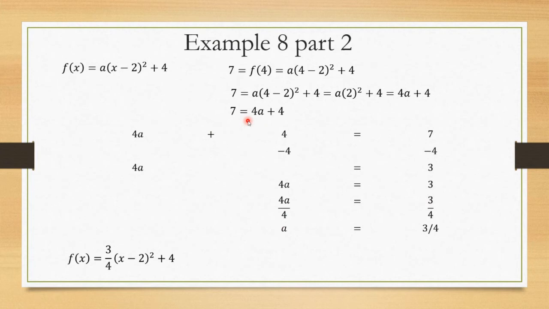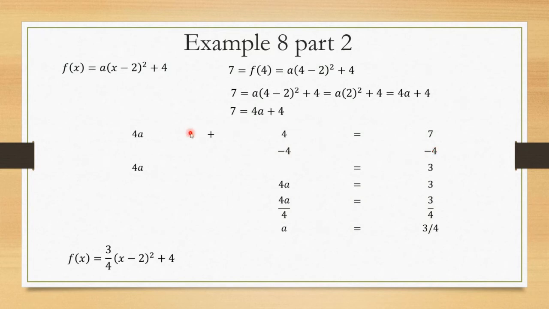And so from here, we want to solve for a. You know, a is like the unknown here, like our x, so to say. So from here, we get 4a plus 4 is 7. But we want to get a, so we isolate it. We subtract 4 from both sides.